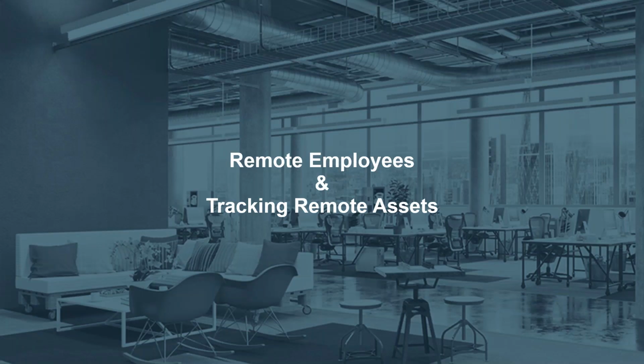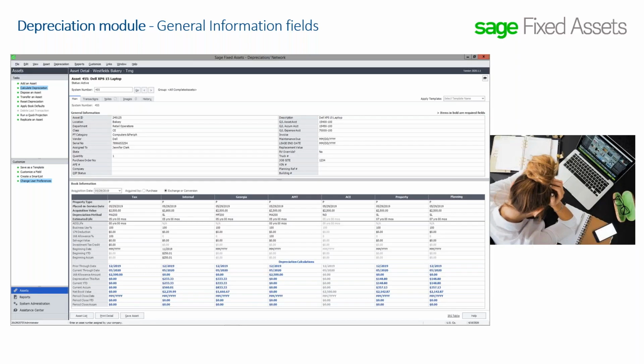Let's talk a bit about remote employees or even remote assets in general, and some of the information you'll want to capture and how you'll want to capture that. If you take a look at the screenshot of an asset detail in the depreciation module, at the top half are all of the general information fields. All of those are customizable. This is where you can capture details such as who an asset's assigned to, what physical location it is, what department, the appropriate GL account, and so on.